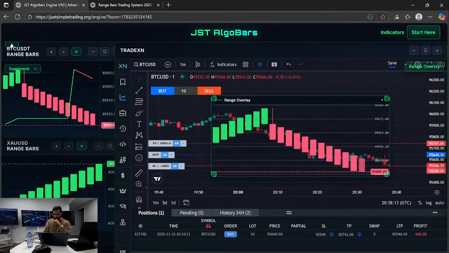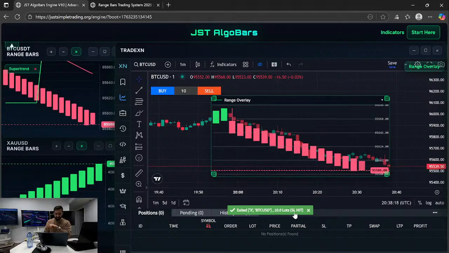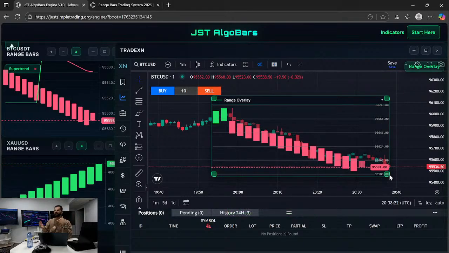Okay, so we're probably going to get kicked out of this trade right now. There we go. We hit stop loss on that, and remember, the risk was less than 1%. It's all about doing it over time.